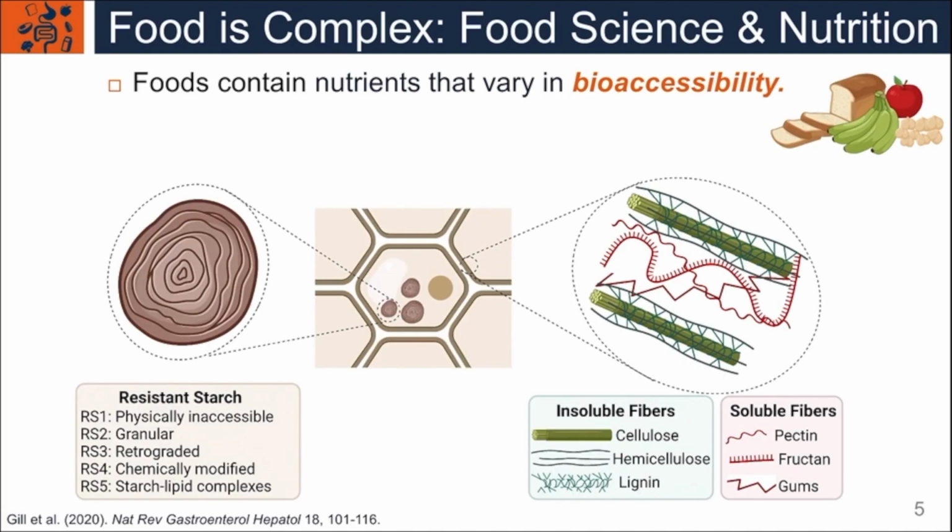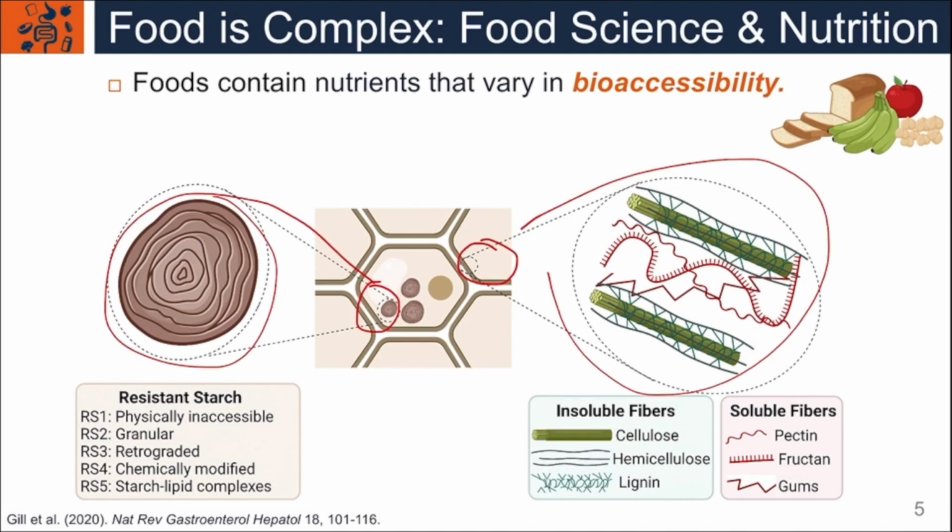This figure highlights some important components of plant matrices, including the different types of fibers within the plant cell wall and the encapsulation of starch granules within plant-based cell matrices. As we know, fibers are resistant to digestion. Thus, plant-based nutrients will vary in their bioaccessibility depending on external factors, such as milling or cooking, to disrupt the plant cell walls to liberate nutrients, like starch, for digestion and absorption.